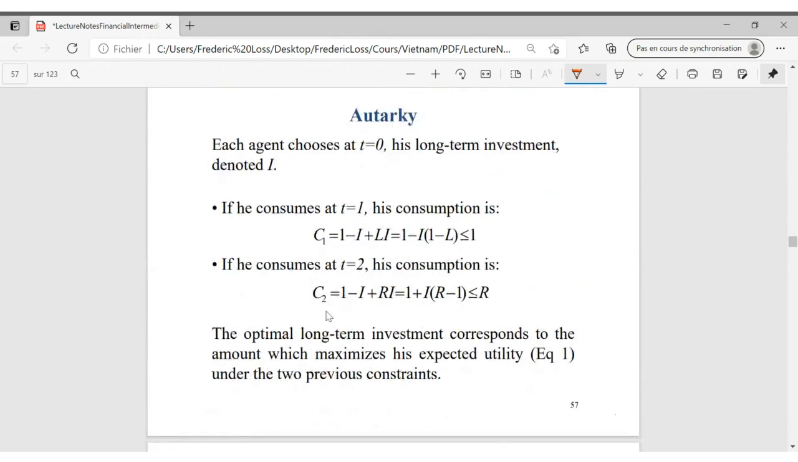Okay, so what is an autarky situation? Well, in an autarky situation, there is no way for an agent to exchange with somebody else by definition. So the consumption at t equals 1 is going to be, with capital I which belongs to [0, 1], 1 minus I, that is the stored part of your investment, plus I times L, which is the amount which is liquidated at t equals 1. And since L is strictly lower than 1, this is strictly lower than 1.